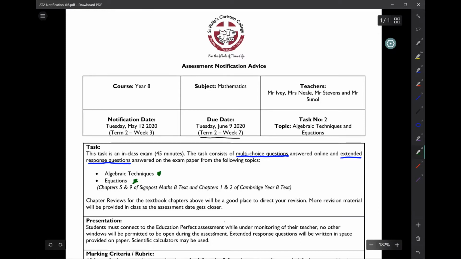algebra and equations. And if you want to look in the textbooks for some stuff to revise for these 2 topics, you'll find them in chapters 5 and 9 of the Signpost textbooks. These are our orange ones that we have in class. And you'll also find it in chapters 1 and 2 of the Cambridge textbook, which are the ones that we've been using on iLearn. You will get some revision material for this task, and actually at the end of this video I'm going to go through some of that for you.